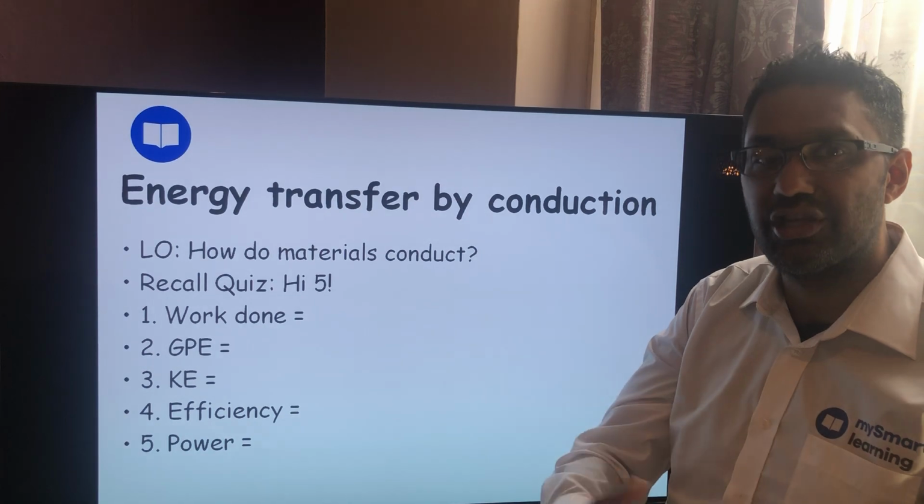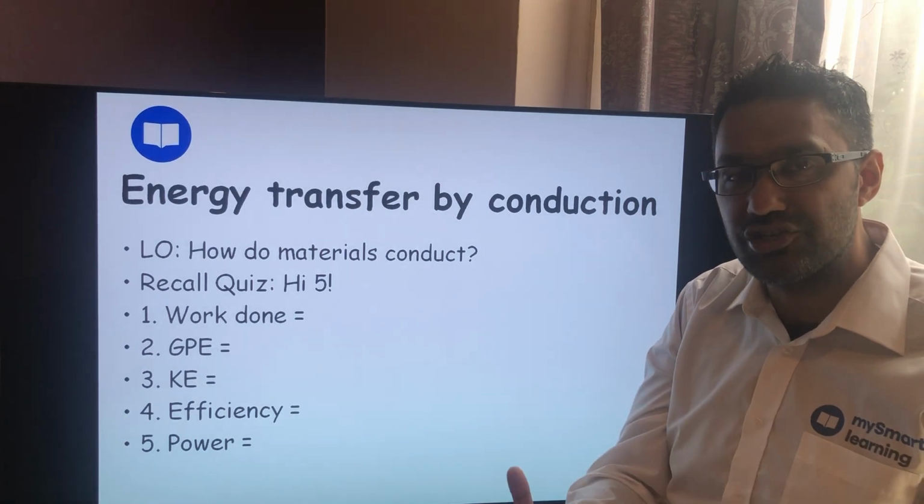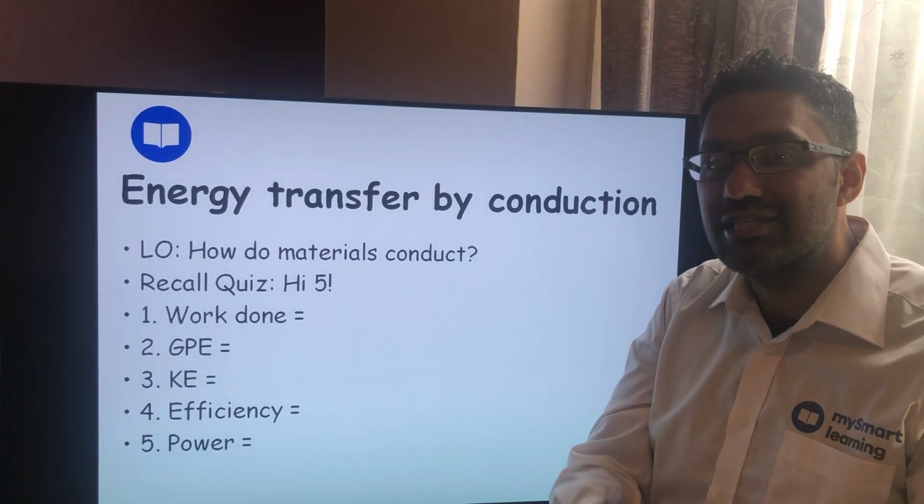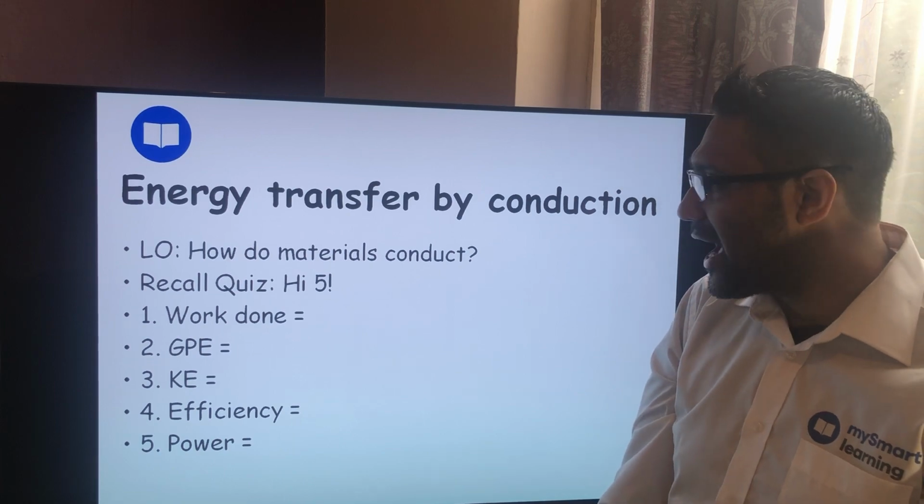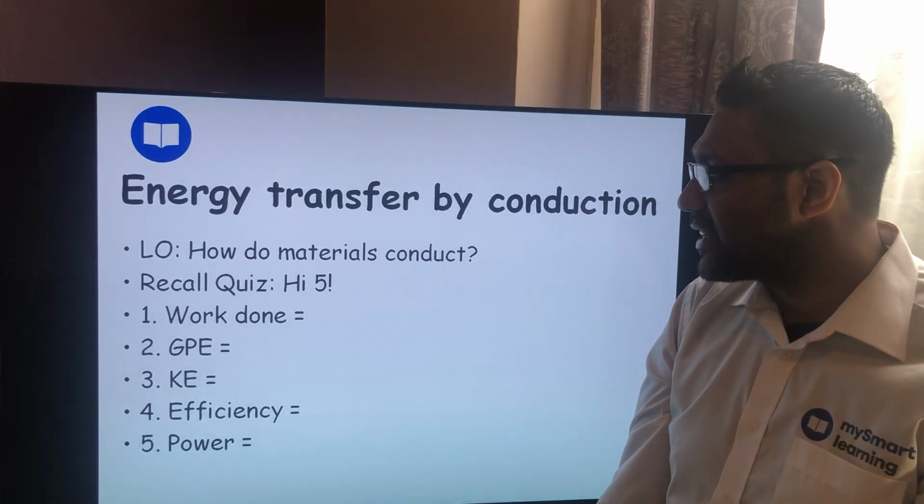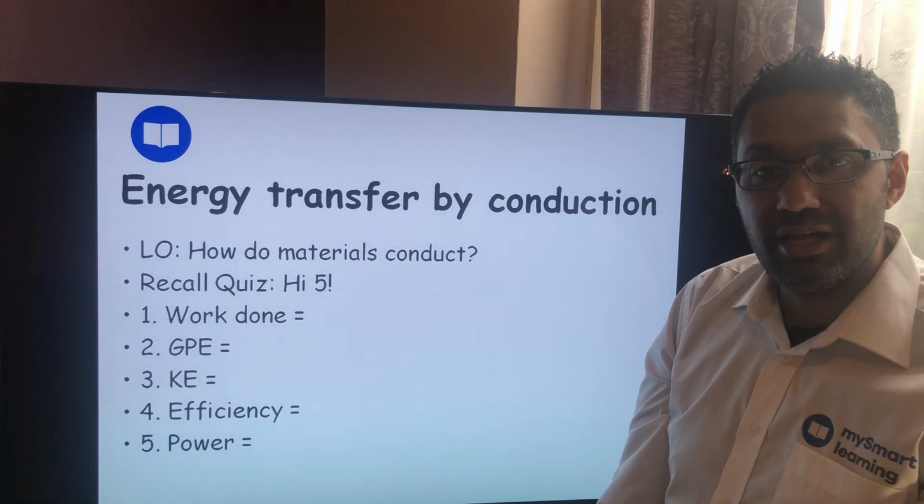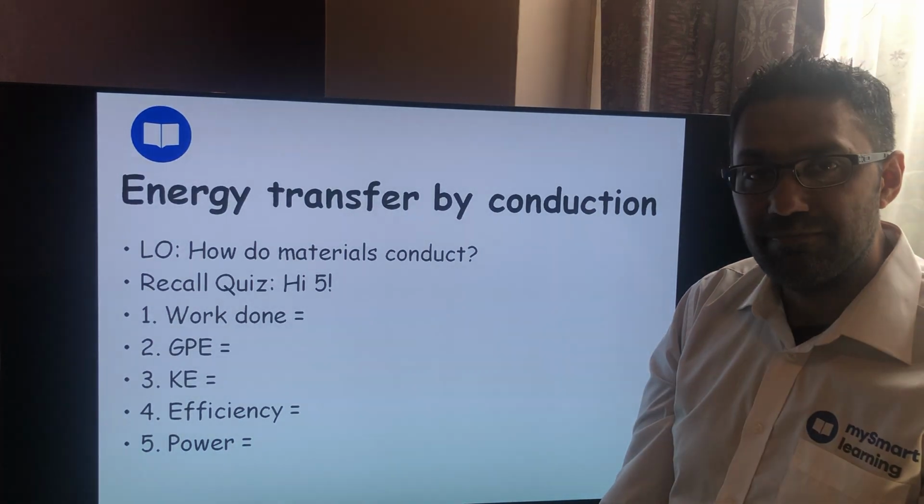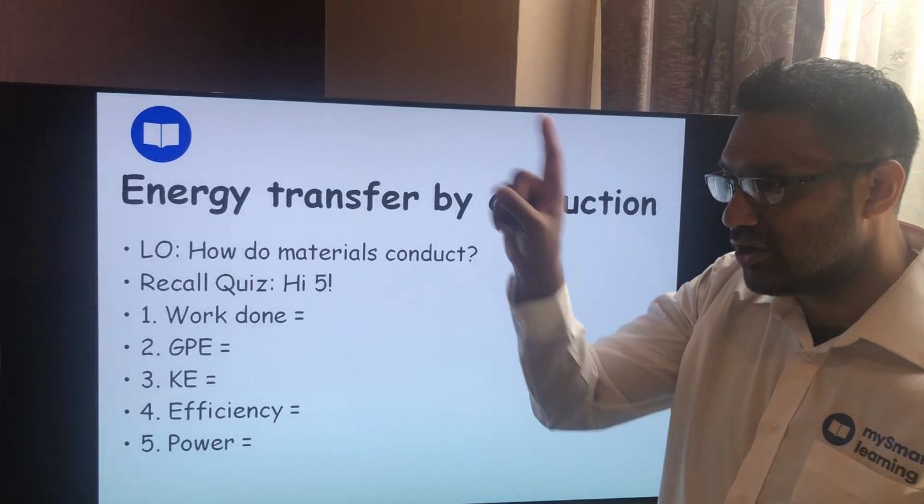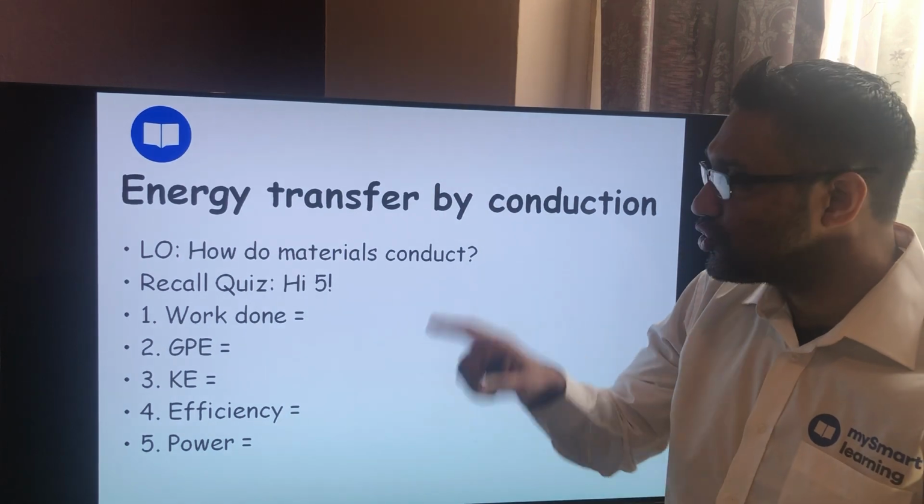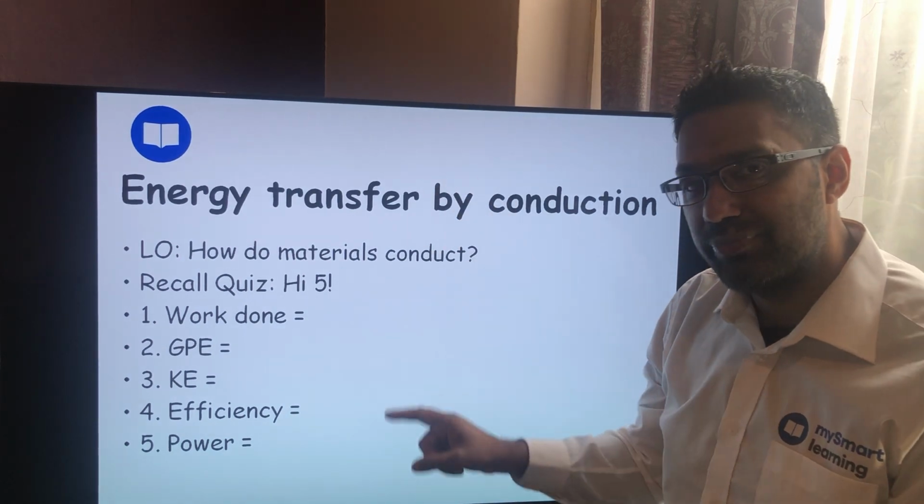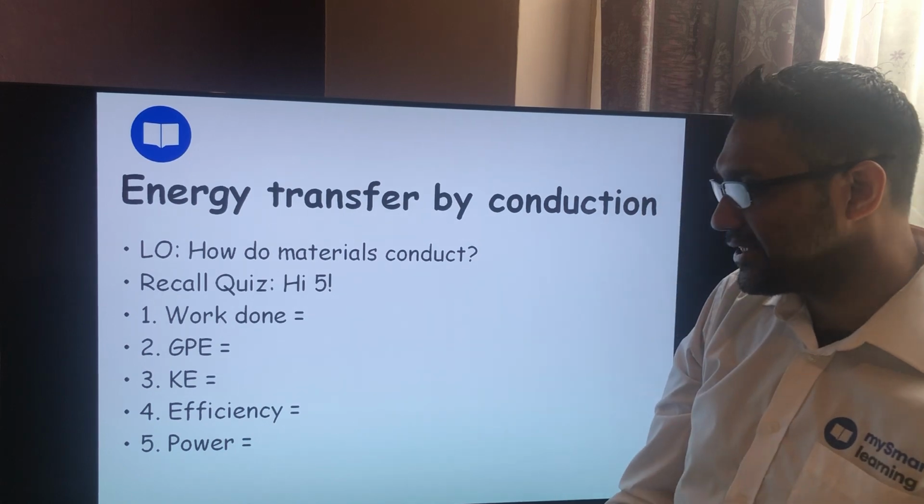input. Okay, so the useful energy that you get out of it, so the output, over the total energy input, times 100%. And power is the energy divided by the time taken, so E over T, or the PET equation, P equals E over T. So energy is equal to power times time, and power is equal to energy divided by time.